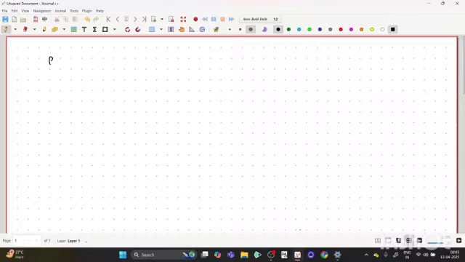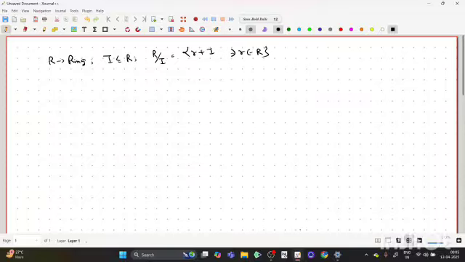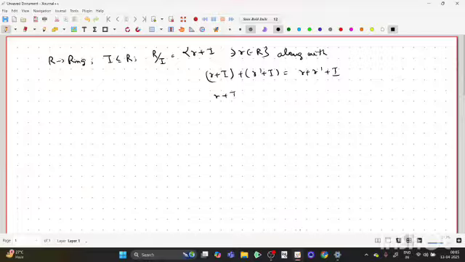Discussion again. So we had said that if R is a ring and I is an ideal, then R mod I, which contains all the elements of the form r plus I, such that r is in R, along with the operations defined as (r plus I) plus (r prime plus I) would be (r plus r prime) plus I, and so on. So this was the definition, if you recall, right?